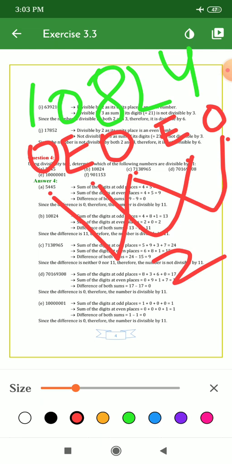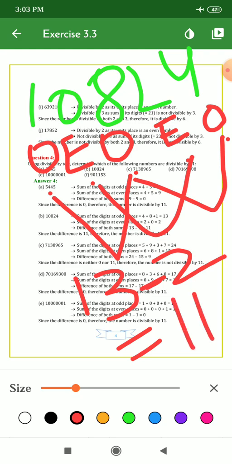13 minus 2 is, now see, this will be 13. Now the difference of the sum of the even numbers minus the sum of the odd numbers should be 0, but it is not 0, it is 11. Yes or no? So what will the answer be?